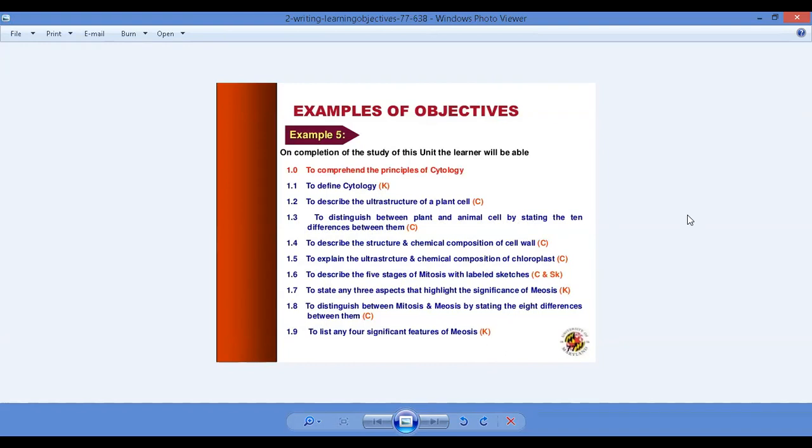Write 2-3 objectives related to your subject, whatever you are going to teach. Now we have a broader objective here, to comprehend the principles of cytology. So if they are focusing on the plant cell, the lesson is about the plant cell, and then you can decide any lesson you like in your subject and write 2-3 objectives. As usual, take about 5 minutes for this.